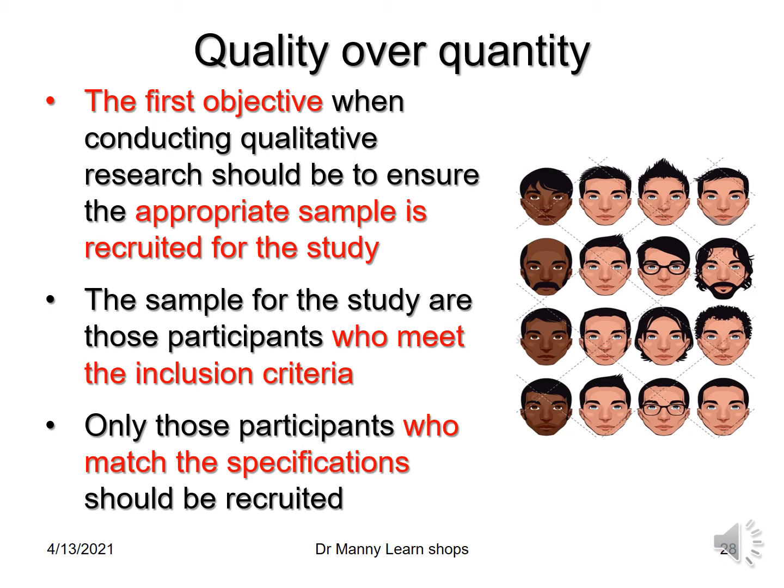If you're doing research about nurses who work in gerontology, there's no point recruiting participants who work in pediatrics. Doesn't make any sense. So the inclusion criteria is important.